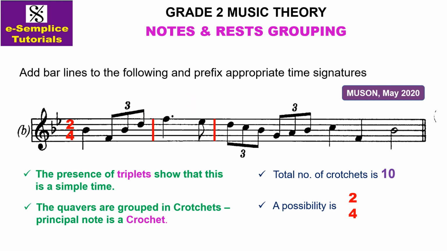Now the triplet is actually 1 crochet. The next triplet is another crochet, so a bar line comes after that. Now the next 2 crochets, you have that, and then you see at the end of the day we have 5 bars. So this is how to treat a question like this.